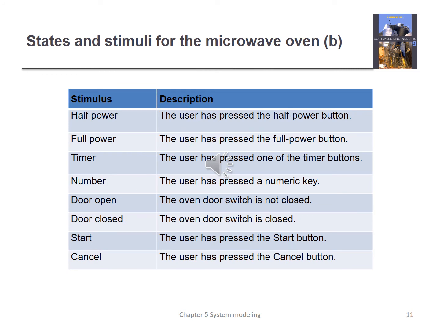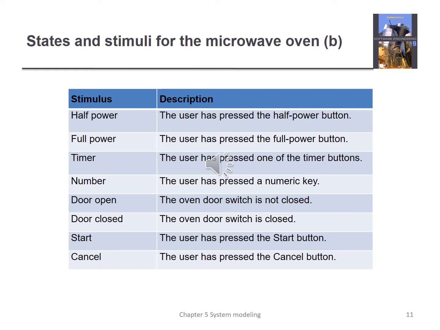Then in the previous slide, we put all the states in that system. Now we're gonna see what events, what stimuli are there. Half power, as we said before, is a stimulus and a state. Full power is a stimulus and a state. Timer, passed for the time buttons. The numbers are presented numerically; you put the number. Door open, door closed, start and cancel. Those are the stimuli. Those are the events in that system.